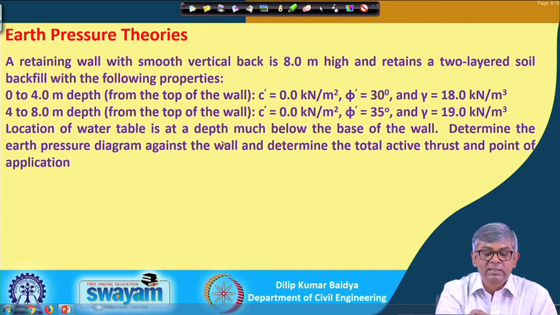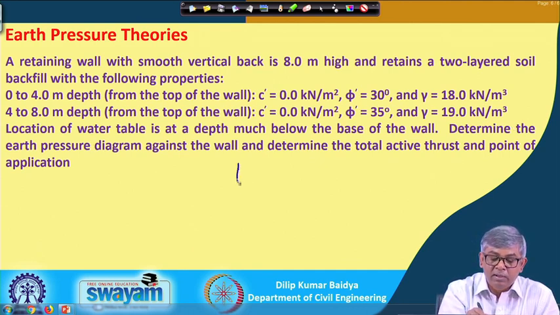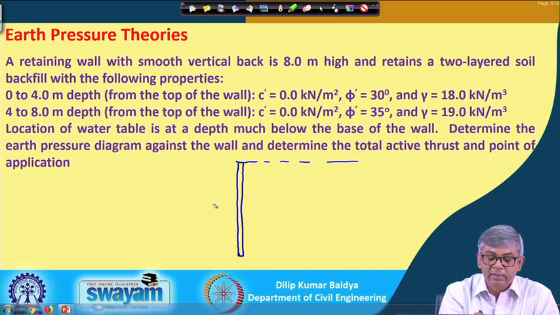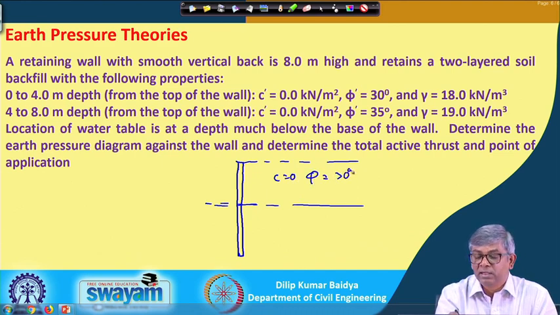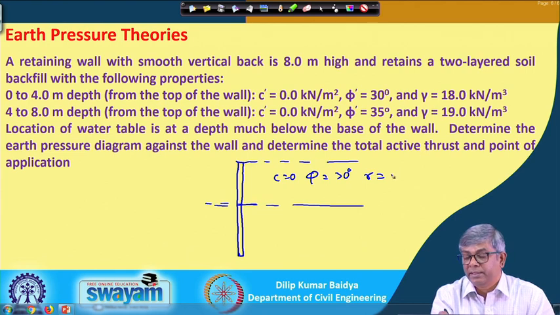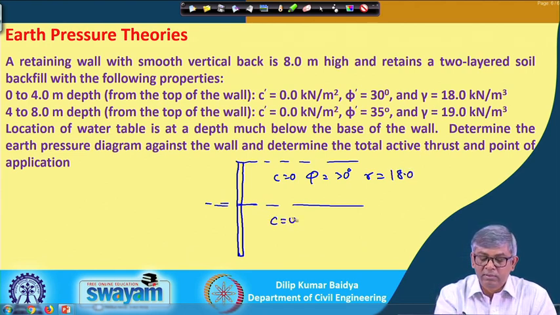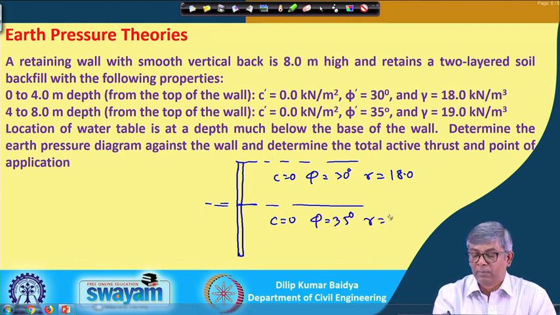Location of water table is at grade depth, that means this is the wall and this is the level backfill, and up to mid height the soil has C equal to 0, phi equal to 30 degrees and gamma equal to 18.0, and here C equal to 0, phi equal to 35, gamma equal to 19.